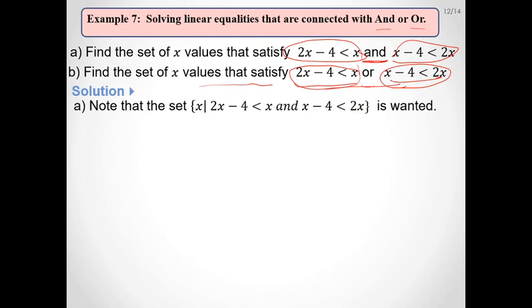Let's start with part A. Now this is wanted, so we can write it in set-builder notation. This and this is wanted. So the x value is such that 2x minus 4 is less than x and x minus 4 is less than 2x. And then we solve each of them. So how? Isolate x. Send x to this side and -4 to this side. We get x less than 4.